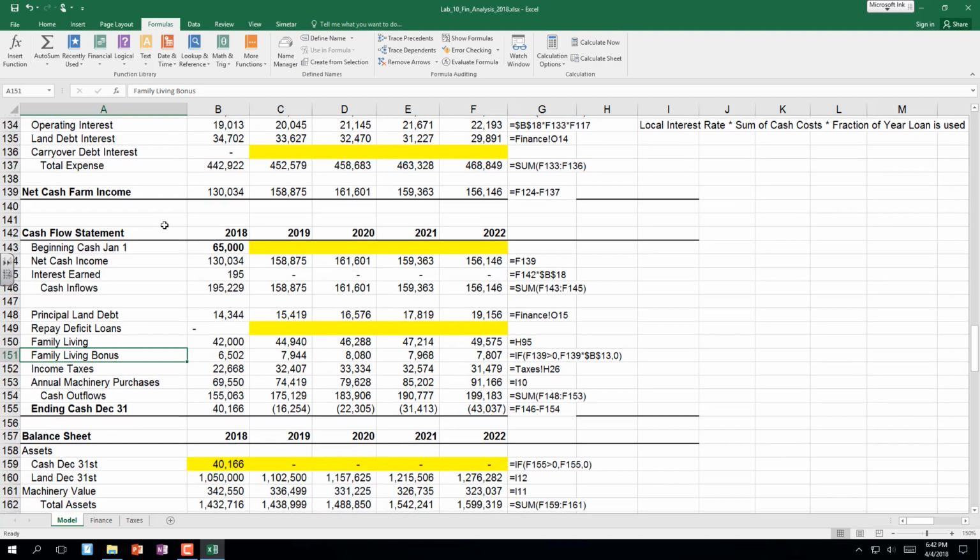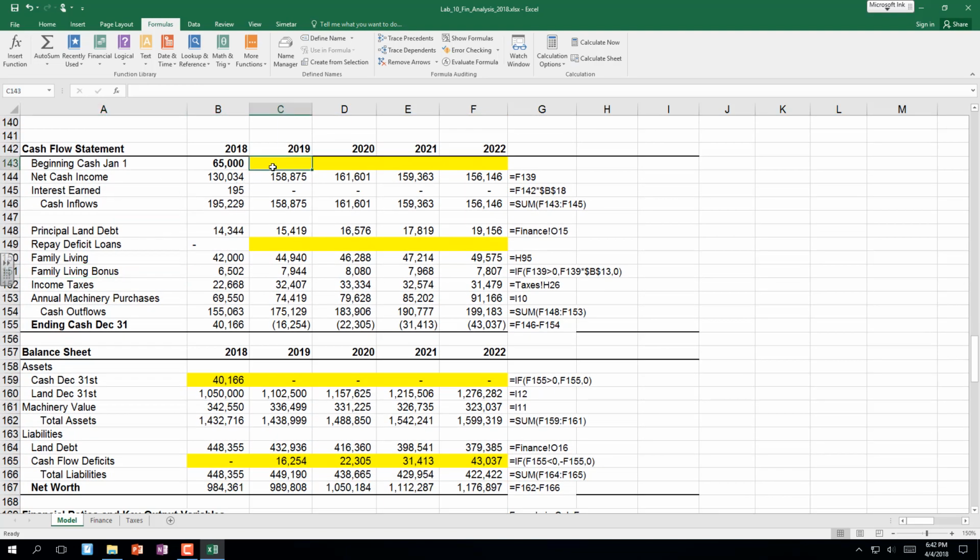Now, this beginning cash here is equal to an asset down here. This beginning cash is not that number there. It has to be this one coming from the balance sheet, because until it's positive and comes from the balance sheet, it's not yours. It's not cash. And you drag that across.